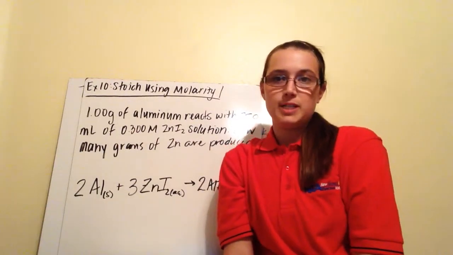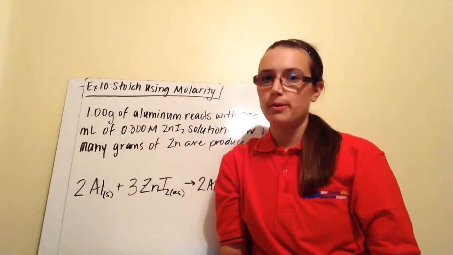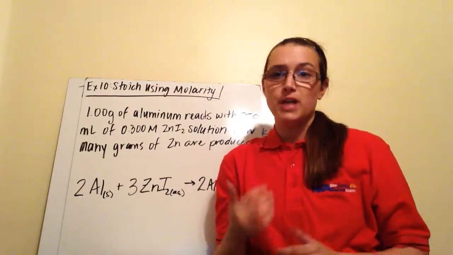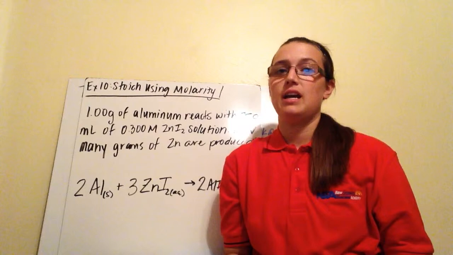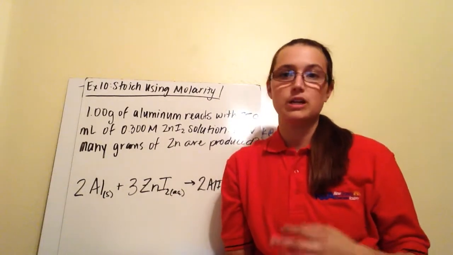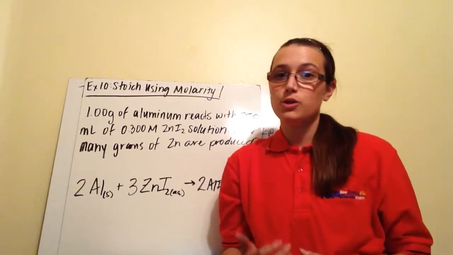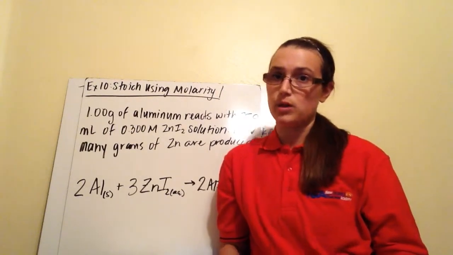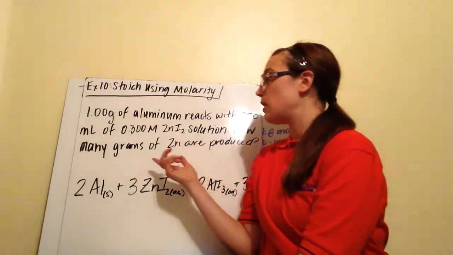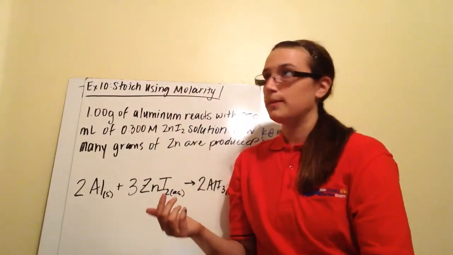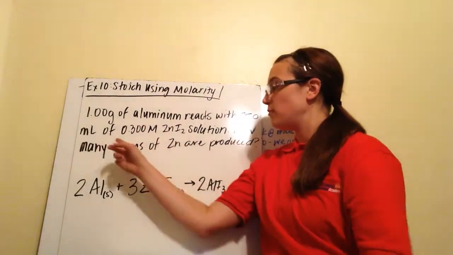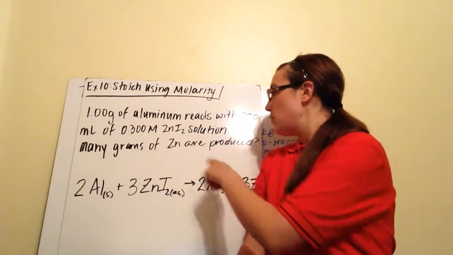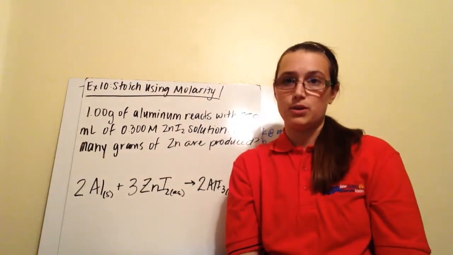This next example is going to be us working through a stoichiometry problem, but we're also going to be incorporating molarity as well. So now that you know how to work with molarity and convert from moles to liters and vice versa, you also have to be able to use molarity at any time during a stoichiometry problem. So for example, in this problem, we have 1 gram of aluminum reacting with 75 milliliters of 0.3 molar zinc iodide solution. It wants to know how many grams of zinc are produced.